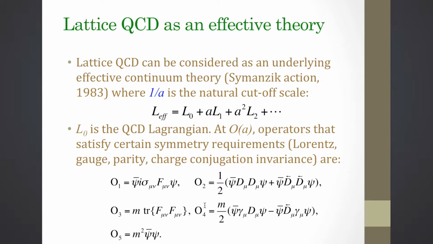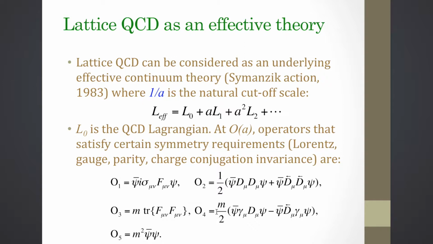And at order a, the operators that satisfy certain symmetry requirements, including the Lorentz invariance, gauge invariance, parity, and charge conjugation invariance, are all candidates for the effective operators. There are 5 operators that satisfy these requirements. Here, operator 1, which we call O1, is called the Pauli term, and there are 4 other operators.